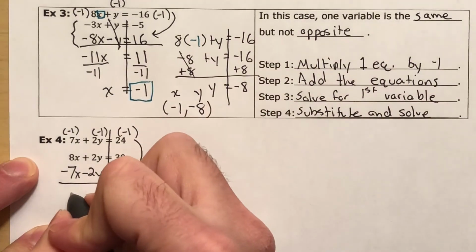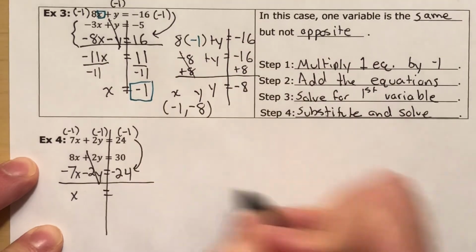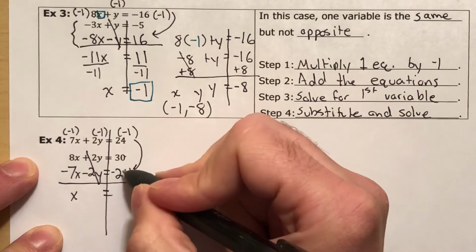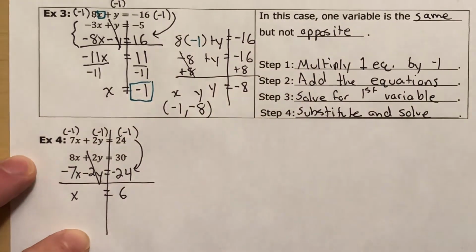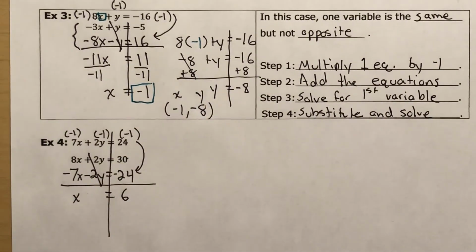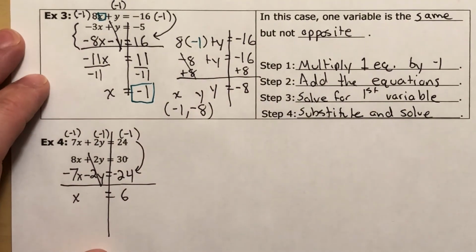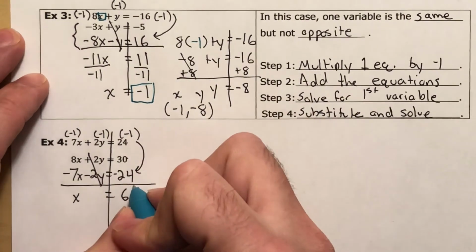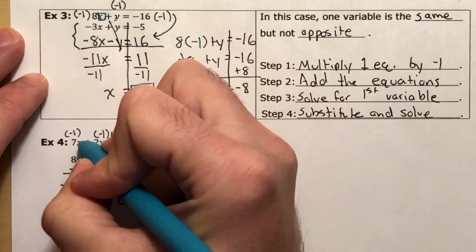8x minus 7x is 1x. 2y minus 2y cancels out. And then 30 plus negative 24 is positive 6. And we don't have to divide by the coefficient because it's already 1x. So sweet, we have our x value. Let's plug it into one of the equations, the top.